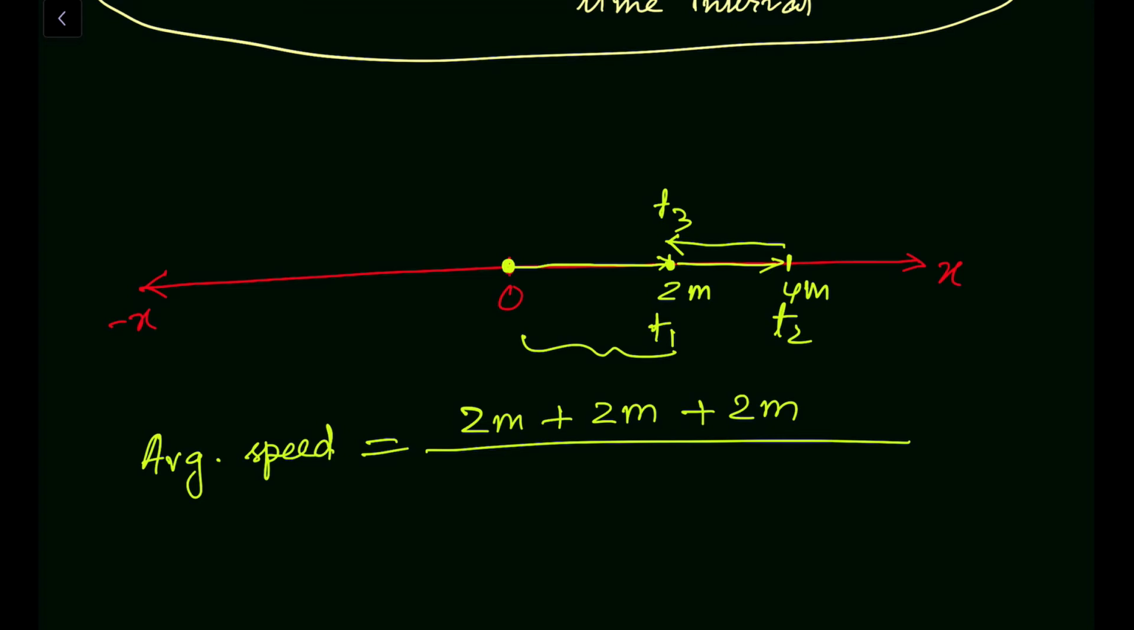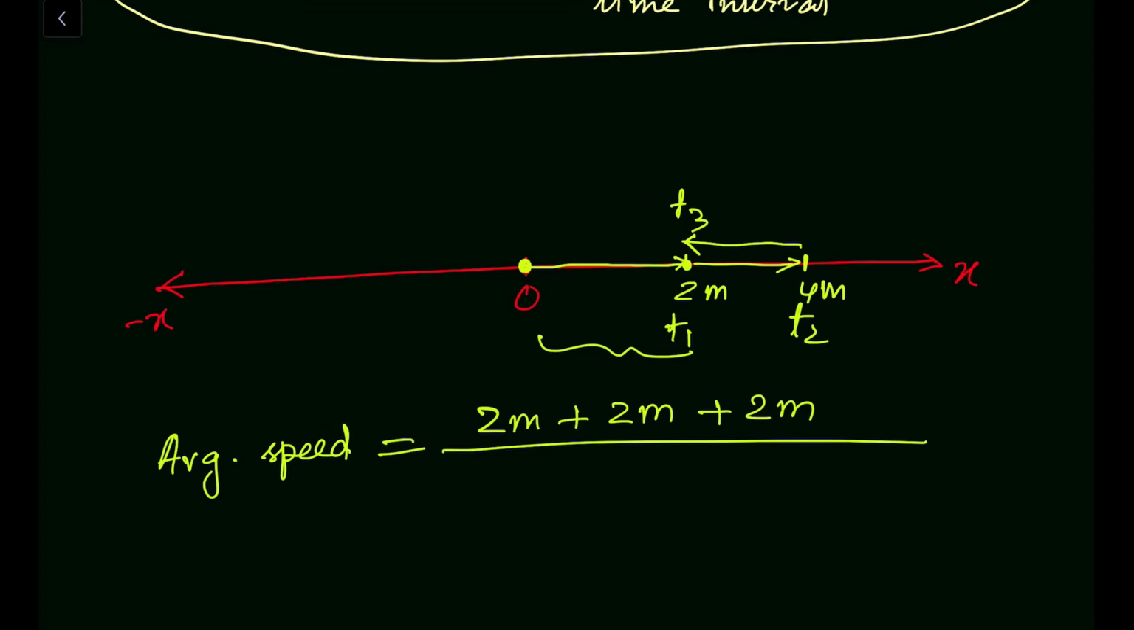Suppose in 1 second it has moved this much distance, so we have to find out the total time. Suppose the object is moving with uniform speed, and in 1 second it moves 2 meters. After 1 second it again moves 2 meters, and in the third second it moves another 2 meters. Okay, so here we'll have 3 seconds.